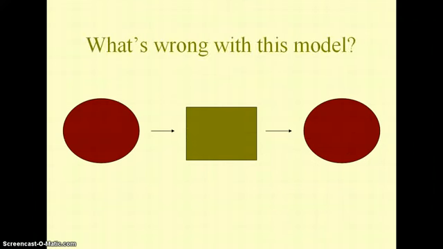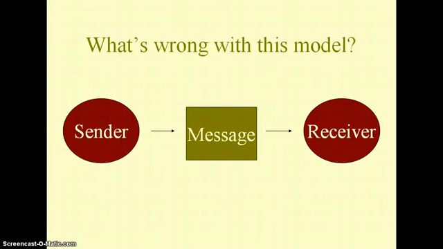But what's wrong with this model? We have a sender, a message, and a receiver. The problem is we don't often communicate in such a unidirectional manner, a one-way version of communication. A more complete picture looks something like this.